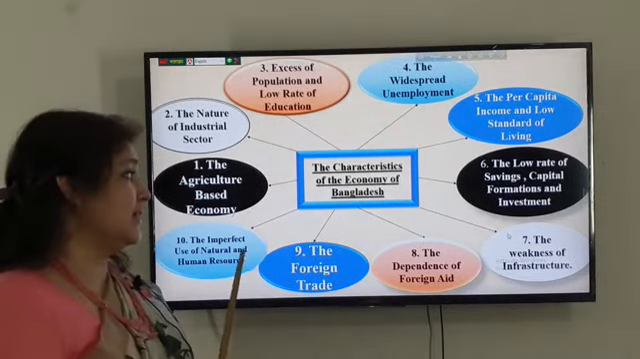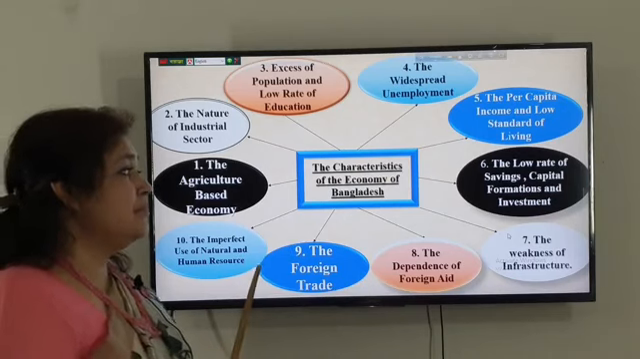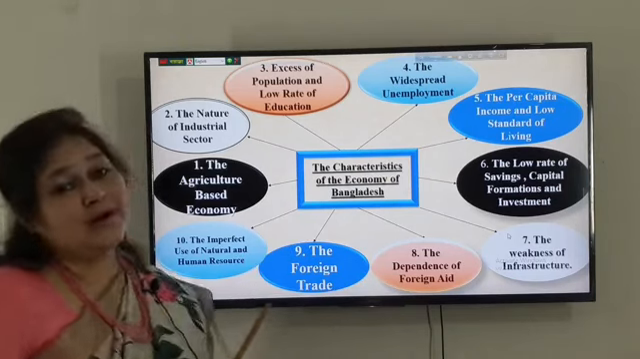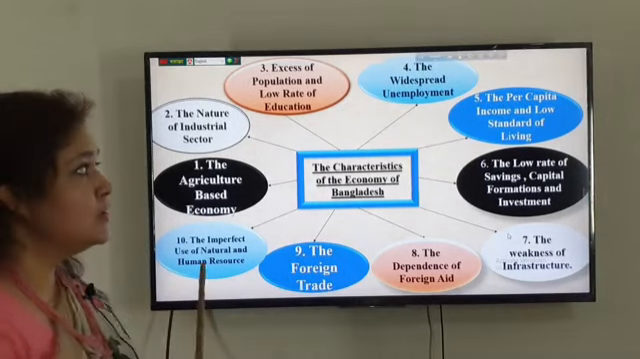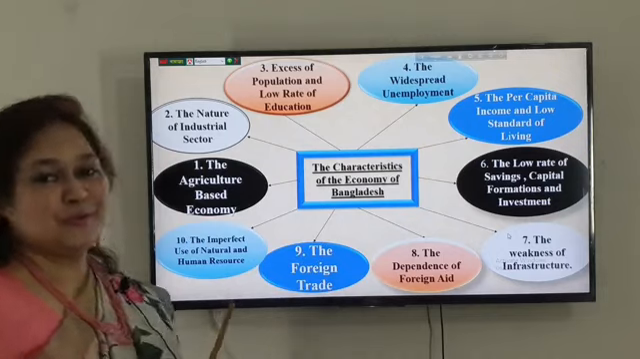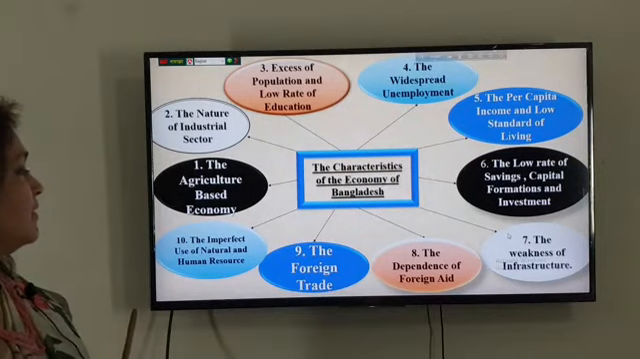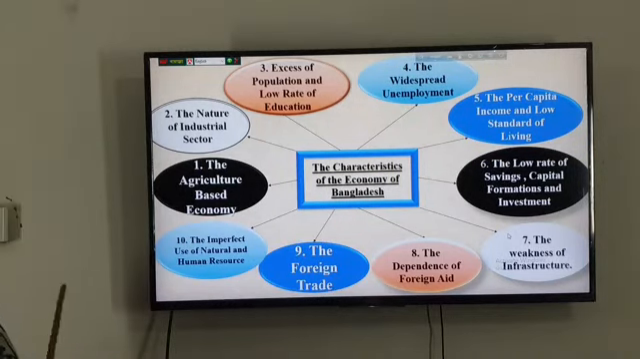In Bangladesh, there are some characteristics in our economy. Okay, now I will discuss all characteristics one by one. Number 1, the agriculture based economy.